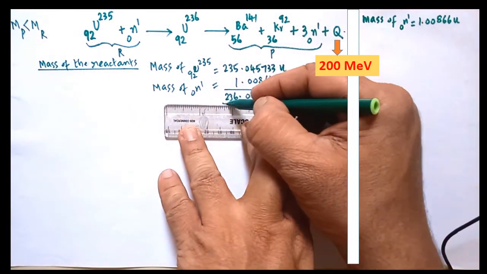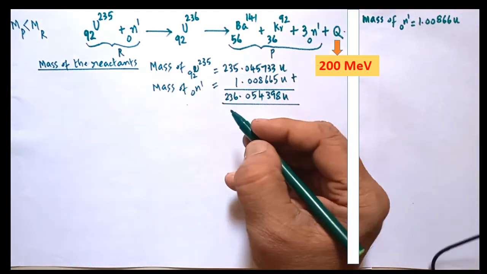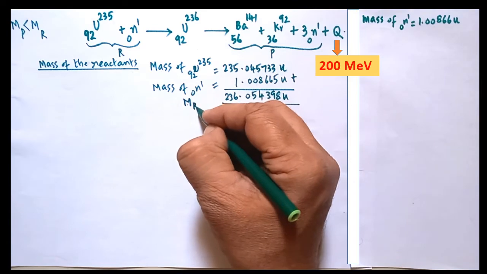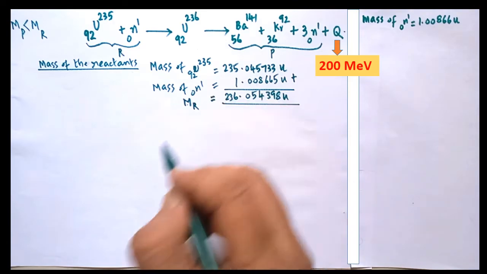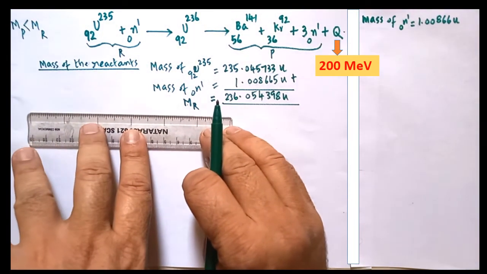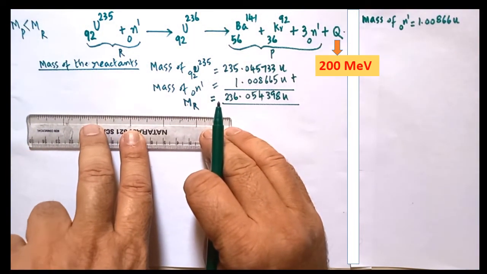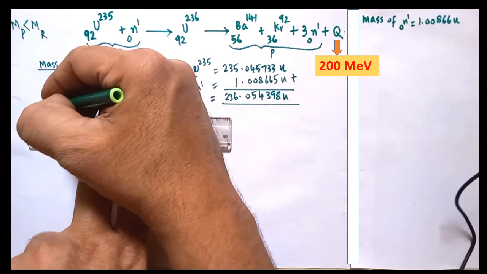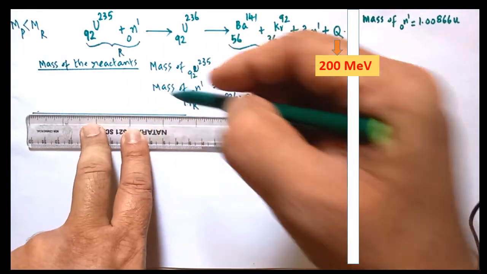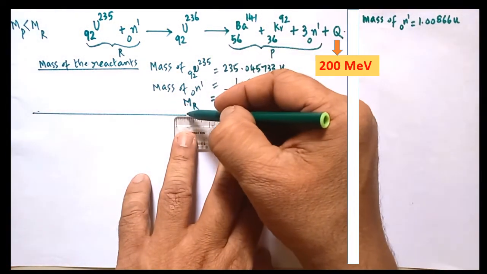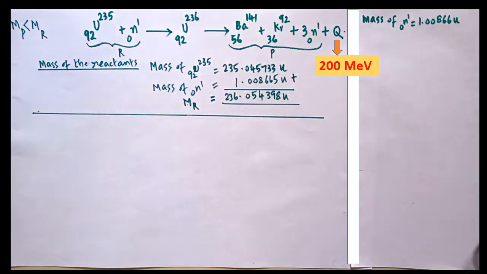Are you clear? Mass of the reactant can be written as MR. I will write everything in short form due to lack of space. Are you clear? So the mass of the reactant calculation is over. I am going to draw one segregation line here, only then the understanding is easy. So I have drawn a segregation line.